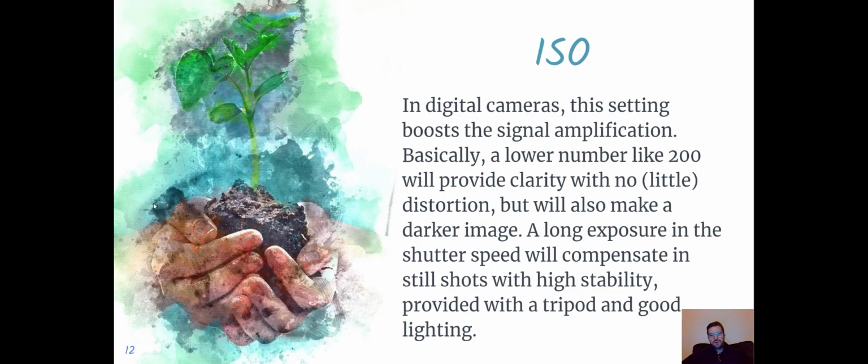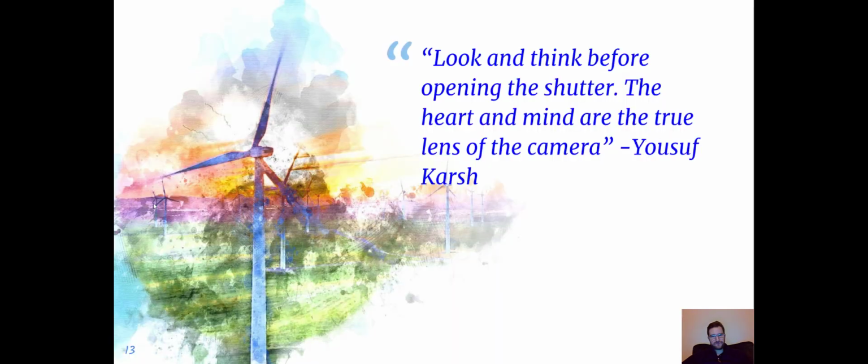And then lastly, onto ISO. This basically boosts the signal amplification, so a lower number like 200 will really reduce down the static you'll see and get a clear image, but it'll also decrease the light. So you want to compensate here by using a longer exposure of the shutter speed and use the tripod to get stability there. So you can really compensate one setting with another to get the best results.